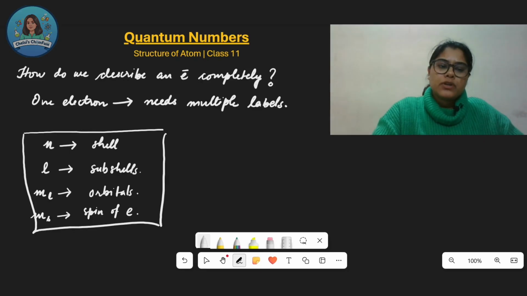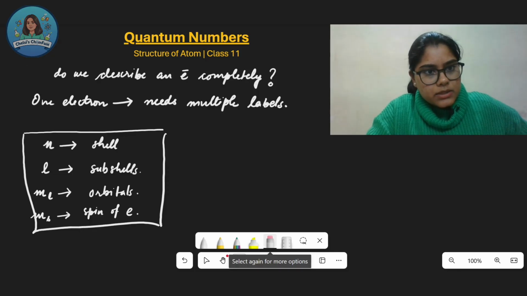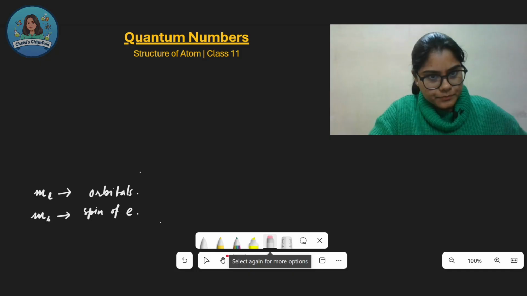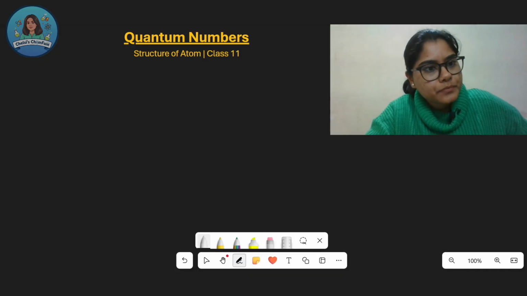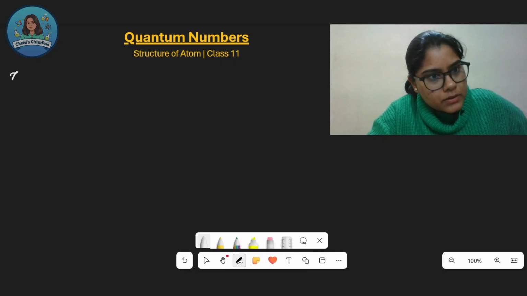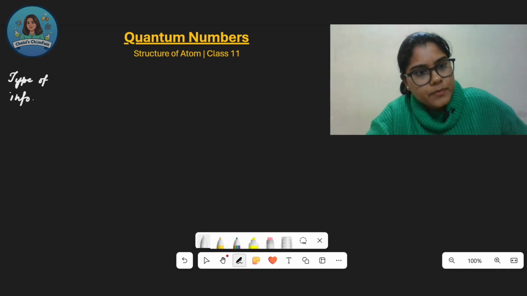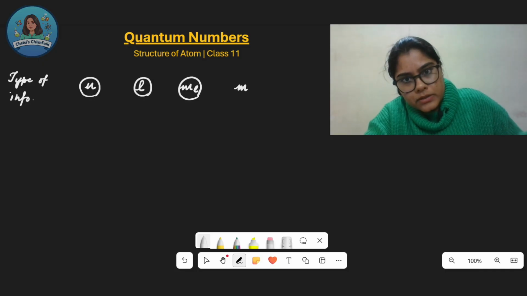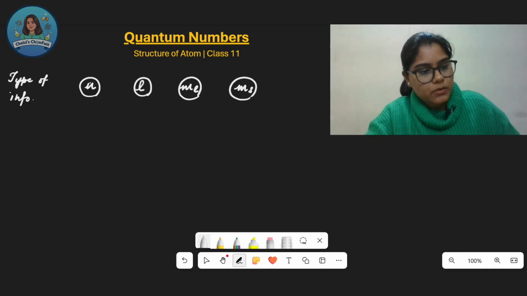Now that we have understood what each quantum number represents, let us put everything in a table, not to memorize, but to understand their limits. The columns are the type of information for n, l, ml, and ms: principal quantum number, azimuthal quantum number, magnetic quantum number, and spin quantum number.